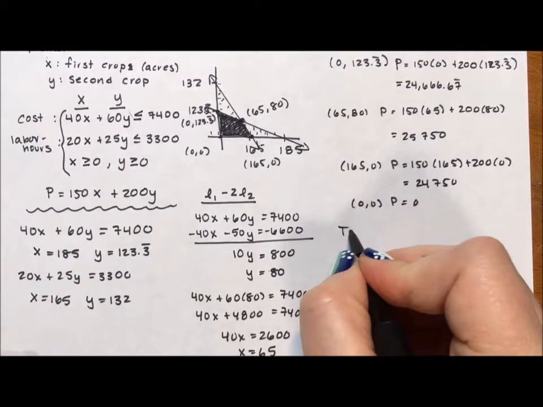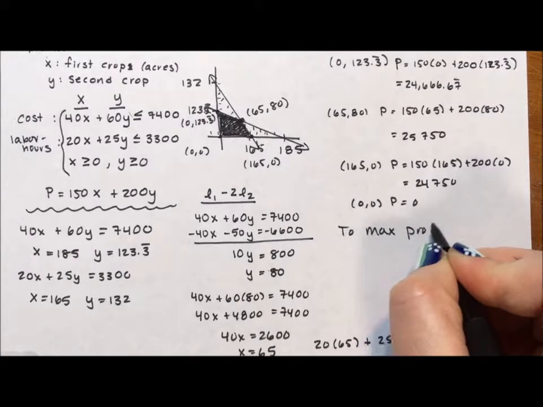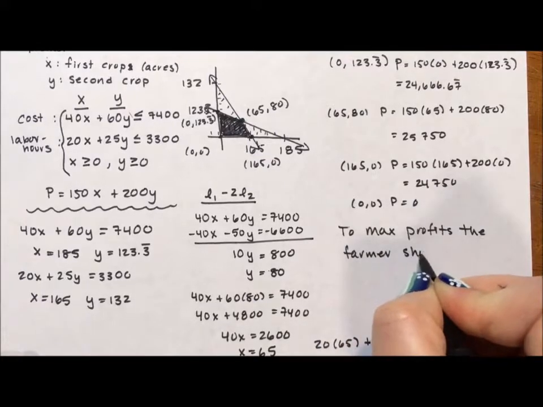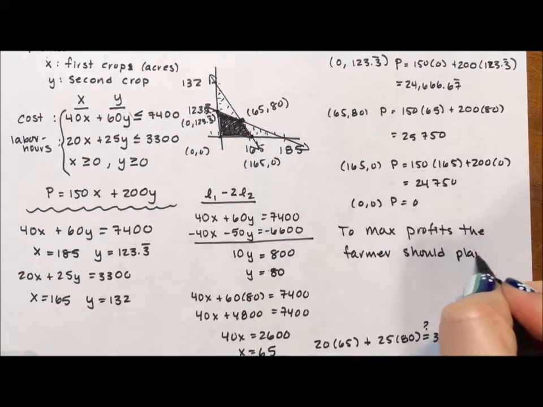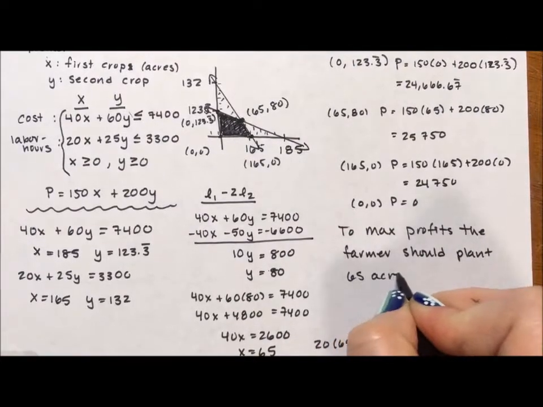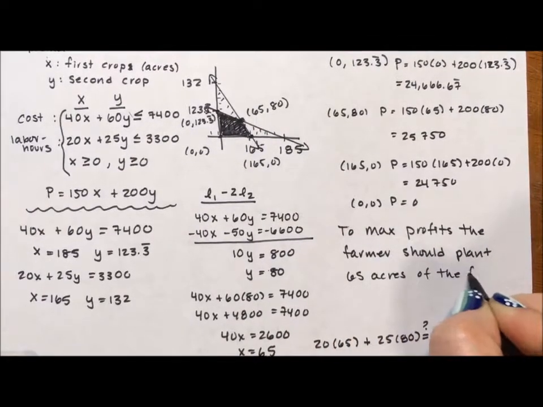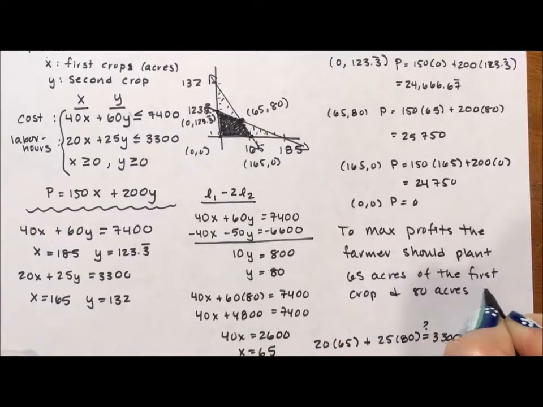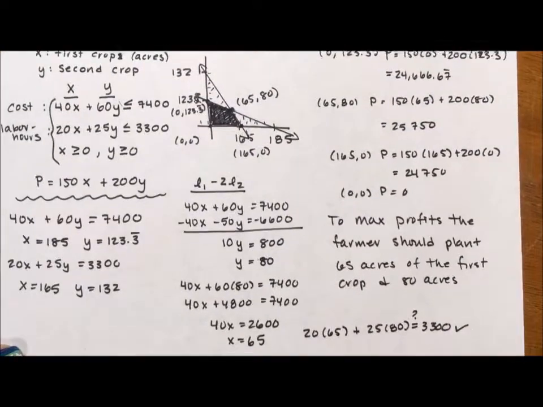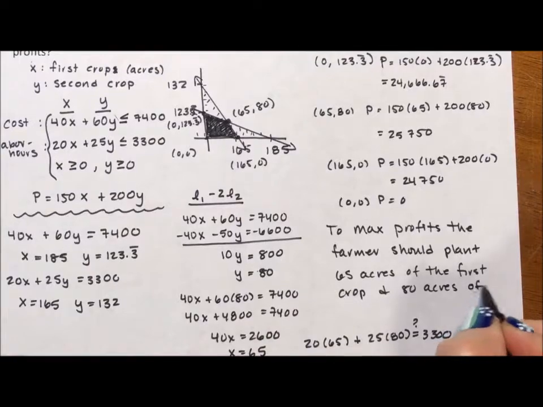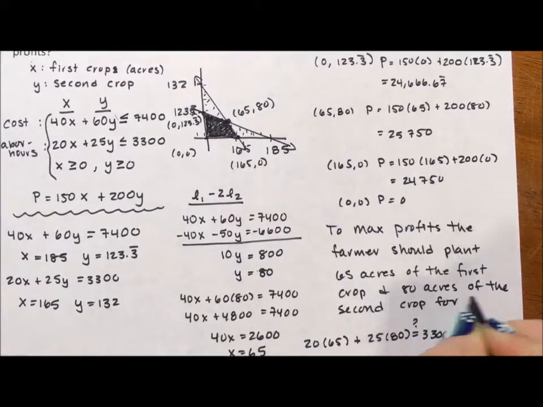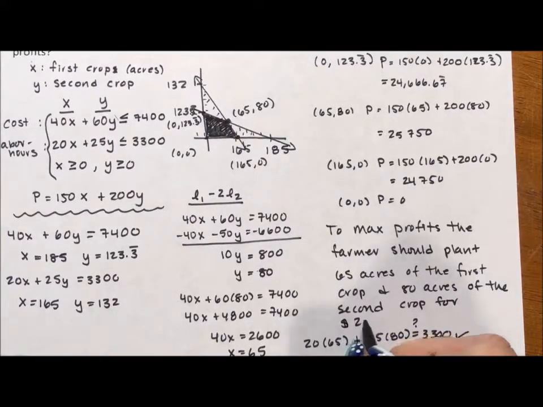So to maximize profits, the farmer should plant 65 acres of the first crop and 80 acres, oh, sorry about that, of the second crop for $25,750.